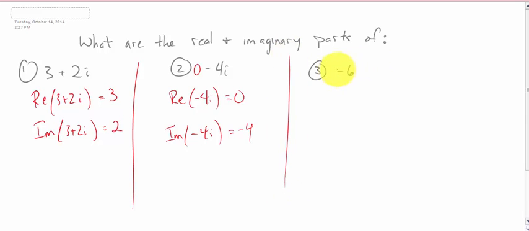And part 3 here, real and imaginary parts of negative 6. Remember, this is negative 6. Technically, it's plus 0i. This is why all numbers are complex numbers, because we can put 0 as the real part or 0 as the imaginary part, and we have one of these complex numbers that has a real and imaginary part. So, the real part of negative 6 is negative 6. The imaginary part of negative 6 is 0.